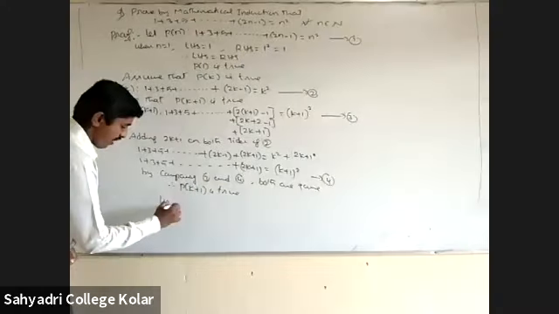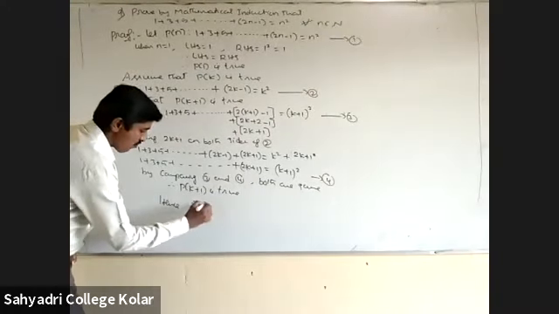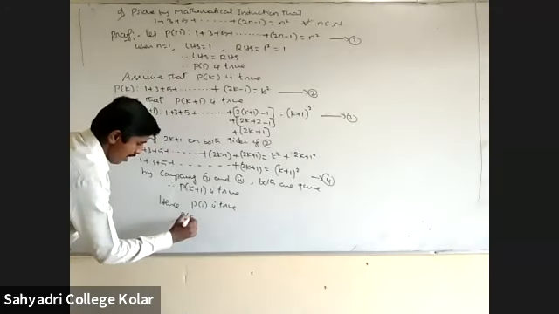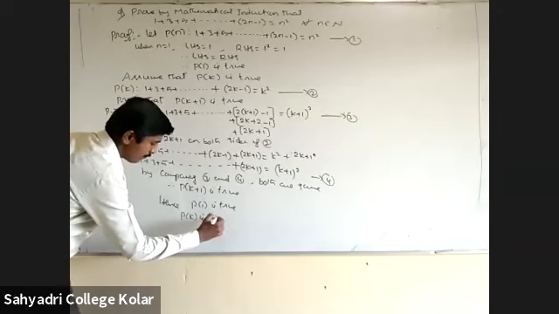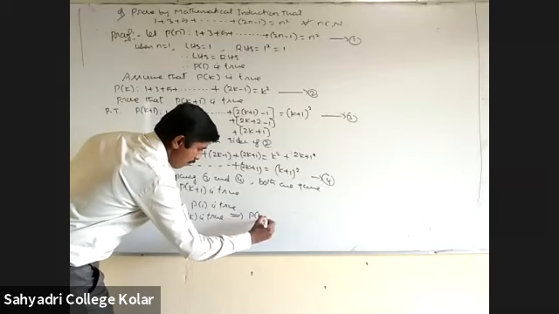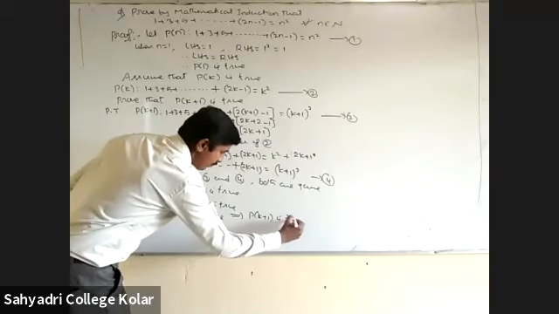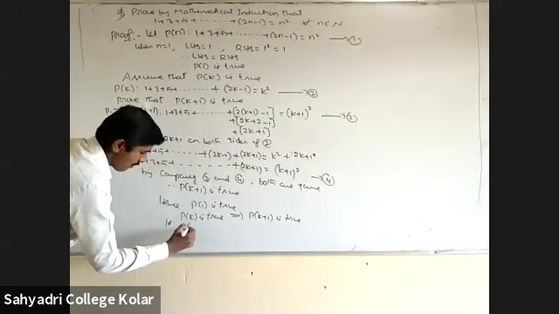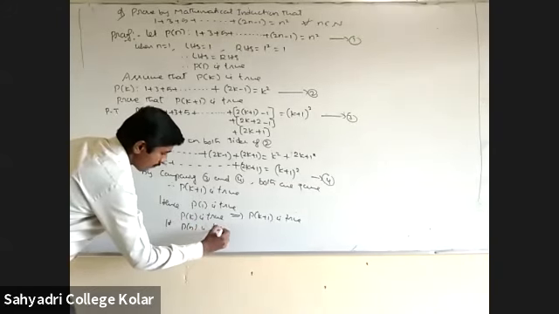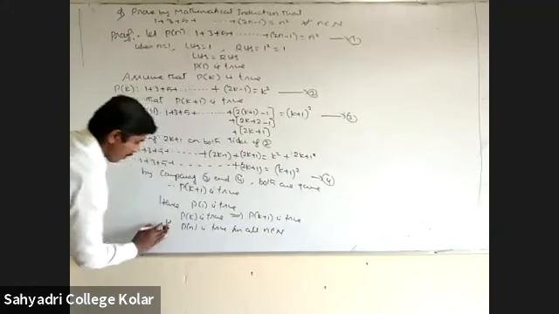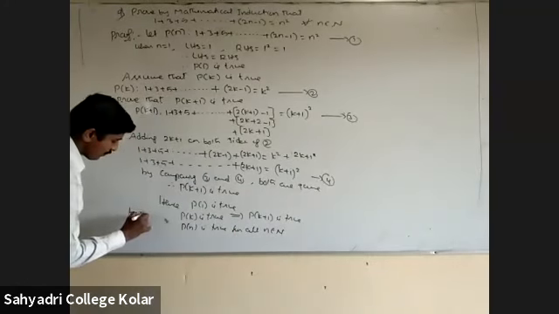Yes, final right. P of 1 is true. P of k is true implies that P of k plus 1 is true. Yes, P of n is true for all n belongs to N by the principle of mathematical induction.